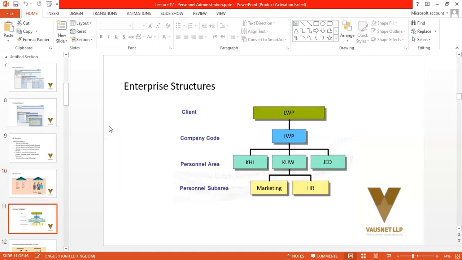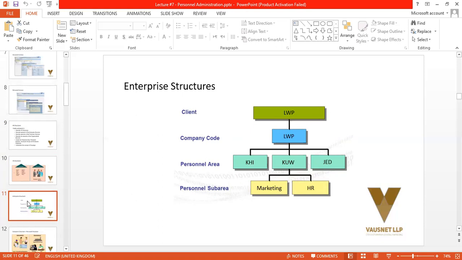So this is how an enterprise structure is laid out in HCM. Personnel area is reporting to the company code, and the personnel area is geographical. It's not hard-coded, but the practice is to keep personnel areas geographical. And personnel sub areas are the departments. Okay.